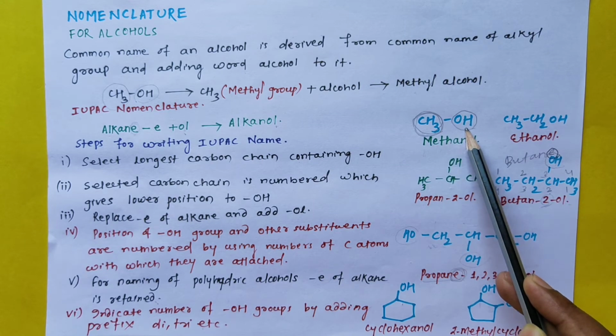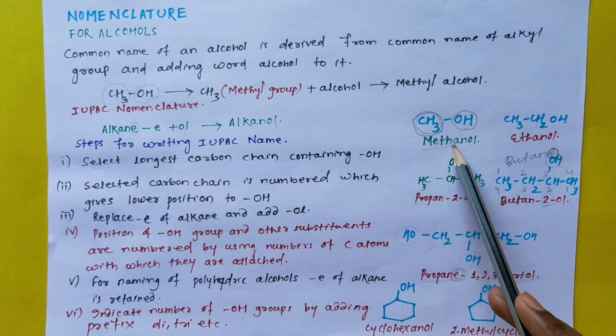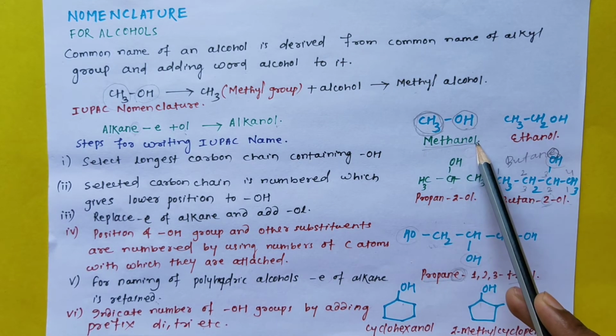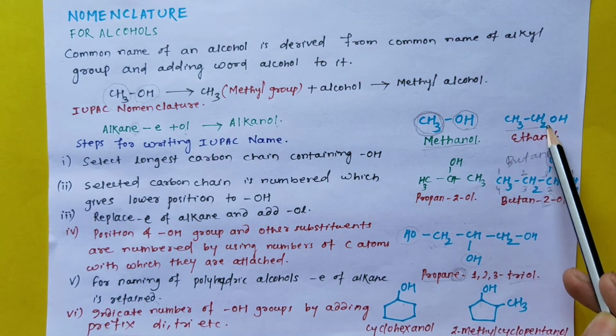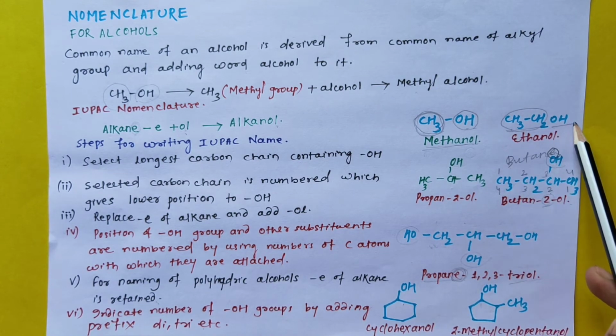And what will be the IUPAC name in this case? You see, methane, we have to omit E and add OL. So it will be methanol. Similarly, what is the common name of this compound? This is the ethyl group. So it is ethyl alcohol. And IUPAC name is ethanol.